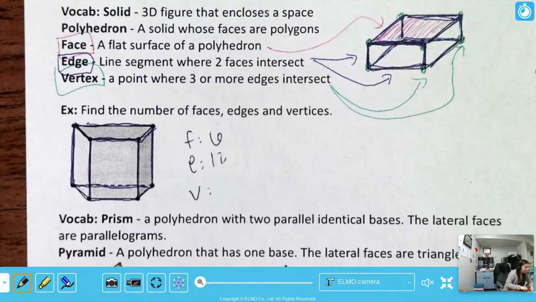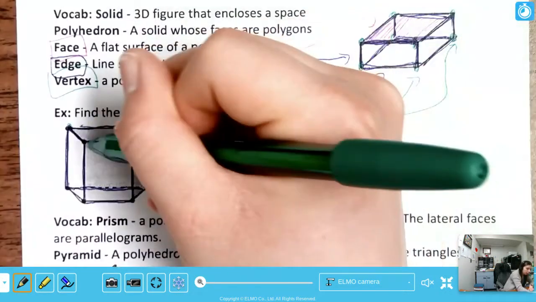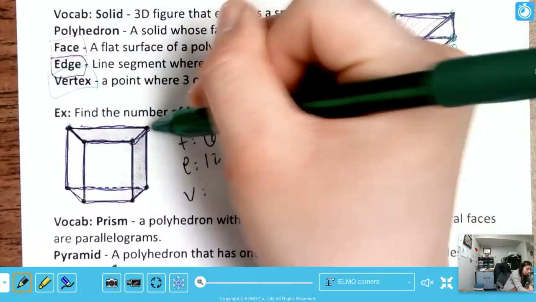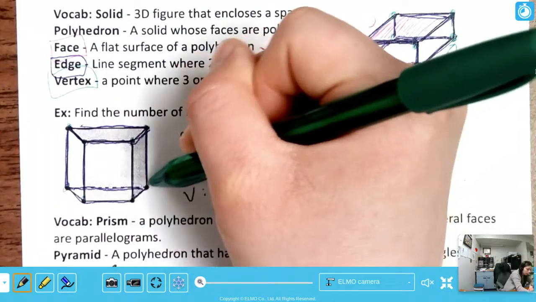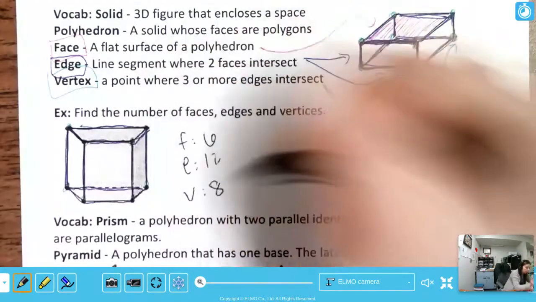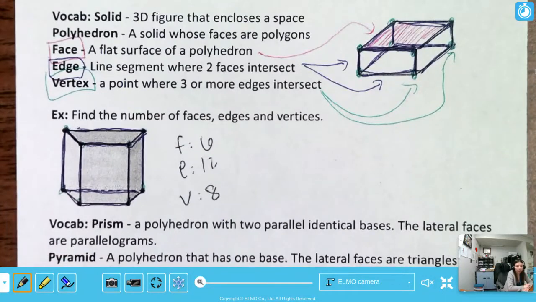And finally, the vertices. Remember, the vertices are the little points, little corners. There's actually dots on these already for us. I'm going to go over it in green just to show you. But the vertices, the little points or corners, we have 4 around the top: 1, 2, 3, 4. 5, 6, 7, 8 around the bottom. 8 vertices in all. So faces, flat surfaces. Edges are like the edge of a cliff, line segments. And vertices, a vertex is a little point, a little corner.